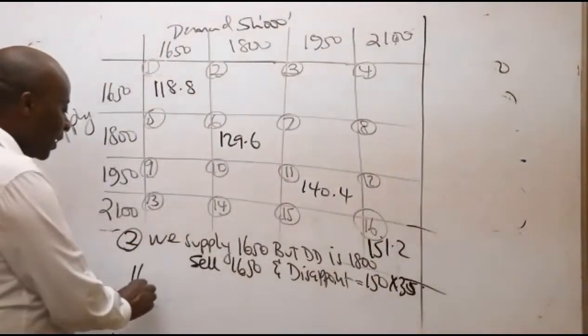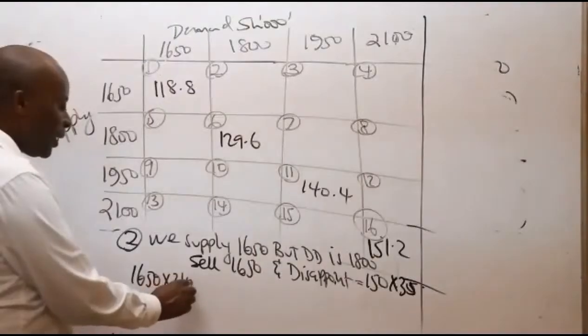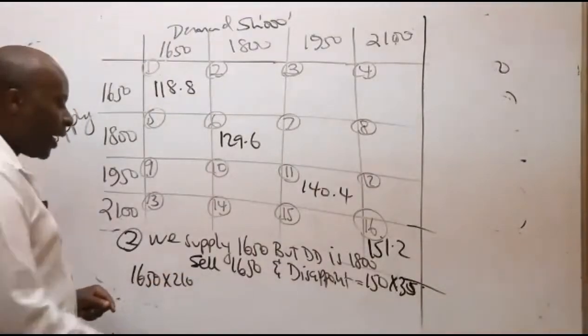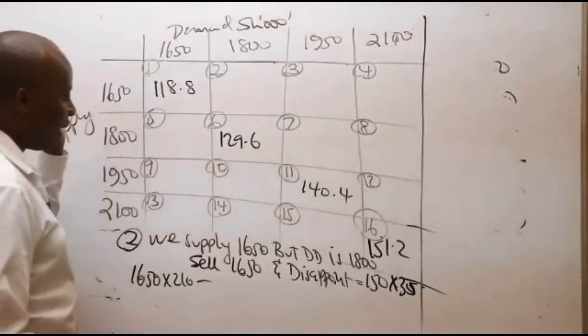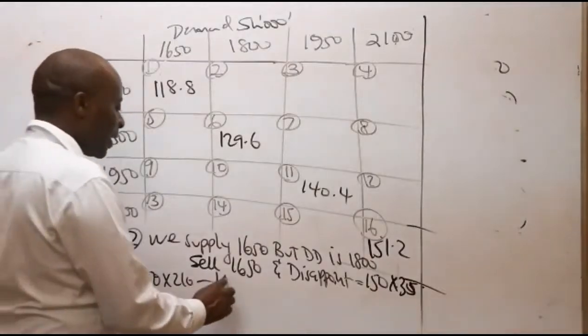So 1650 that I sell, I know the selling price is 210, right? I know the cost of supplying this 1650. The cost of supplying 1650 will be 1650 times 138. So please don't forget the disappointment figure.